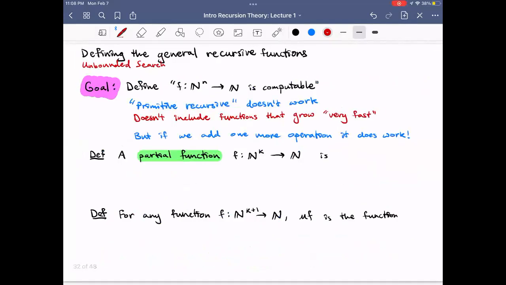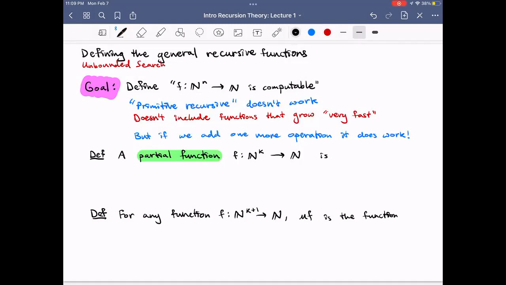Okay, so let's remember our original goal was to define what it means for a function on natural numbers to be computable. We spent a bunch of time seeing this definition of primitive recursive and proving that a bunch of things are primitive recursive. But then I just told you that it doesn't actually define computable, because there's some computable functions that grow too fast to be primitive recursive. However, if you add one more operation to the definition of primitive recursive, you do get a formal definition of computable. But to explain that one more operation, I need to talk a little bit about partial functions.